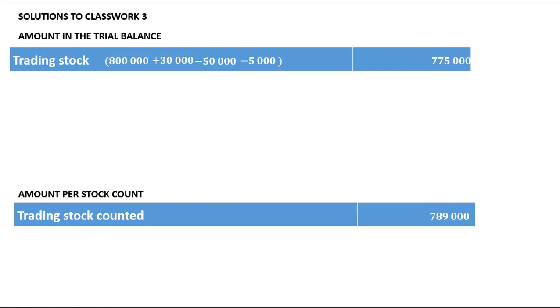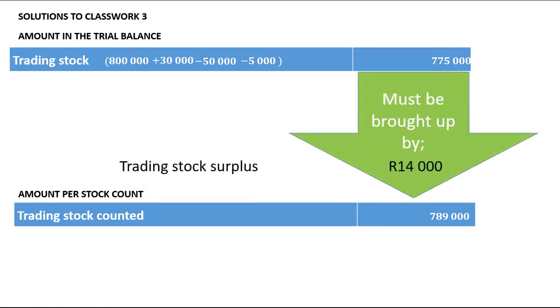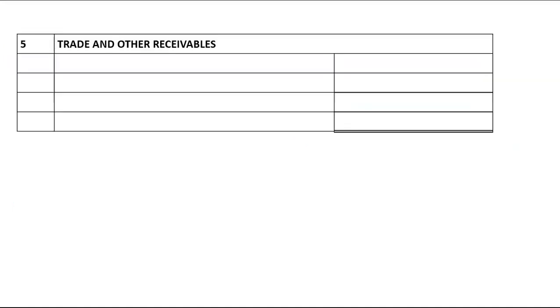It's there. And you will notice that what we physically counted is more than what we have in the books. So we need to increase what we have in the books. When we increase what we have in the books, that is a trading stock surplus. Trading stock surplus, where we record it in our, well, let me start by recording it here.